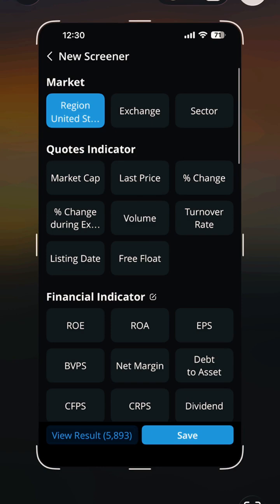Next up, return on assets. This measures how well a company uses everything it owns: its buildings, its equipment, its technology, etc. This is how they use everything they own to make profit.